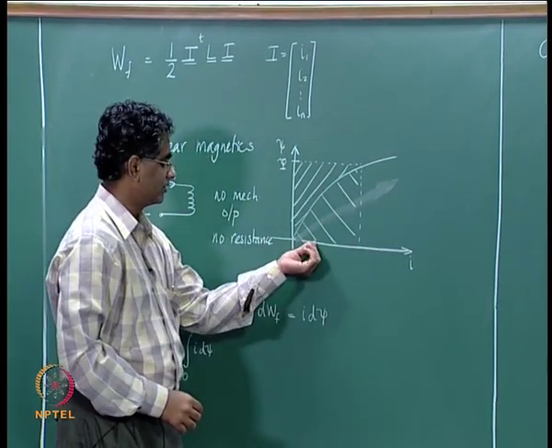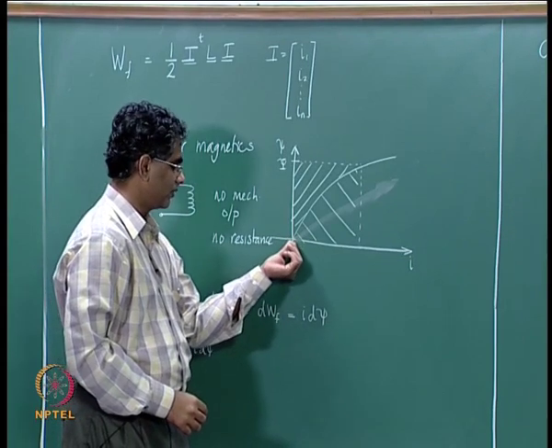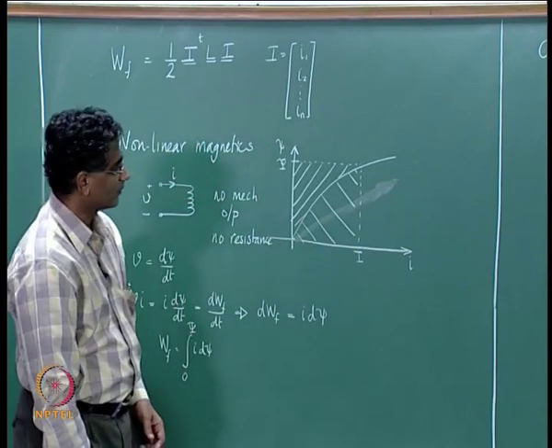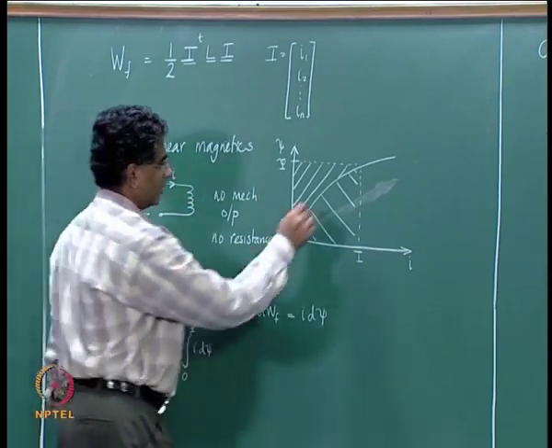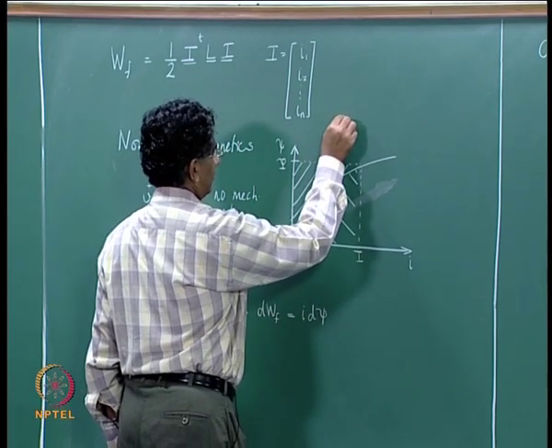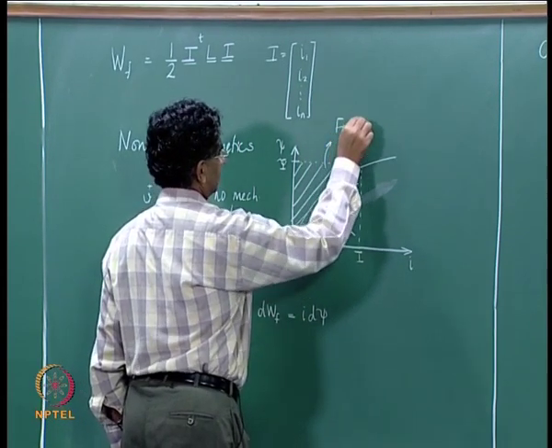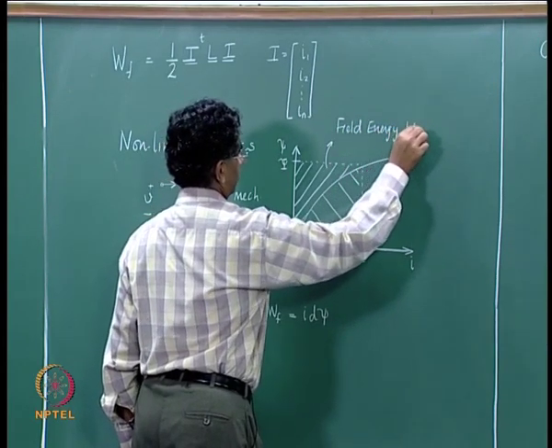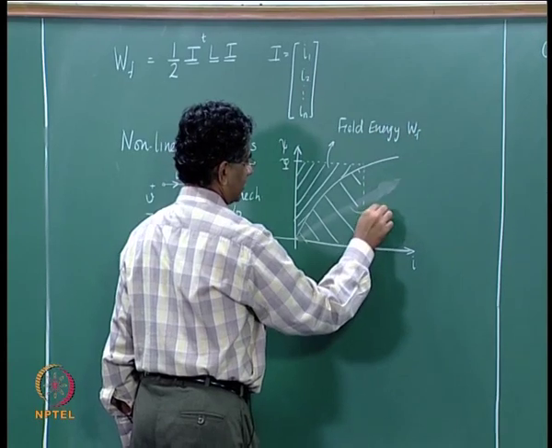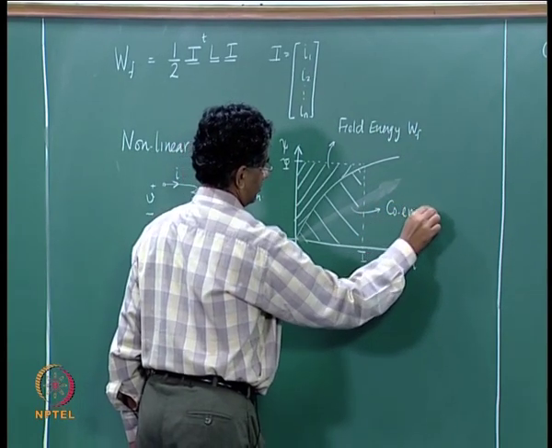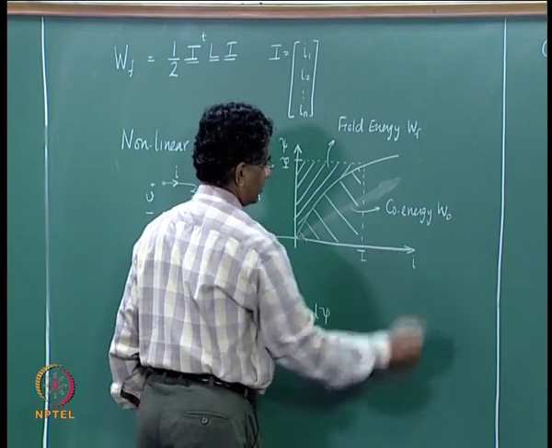A small differential di integrated from 0 to this value of I would then give this area, and therefore that area is field energy Wf, and this area represents the co-energy Wc.